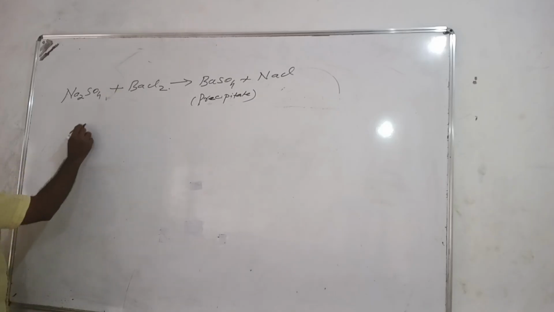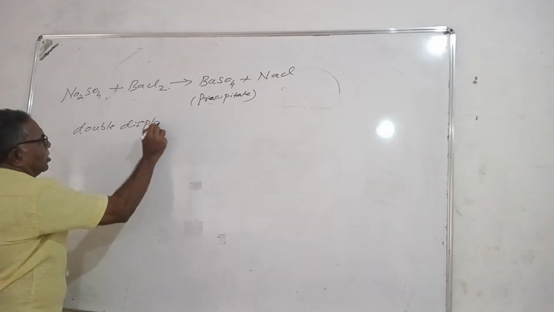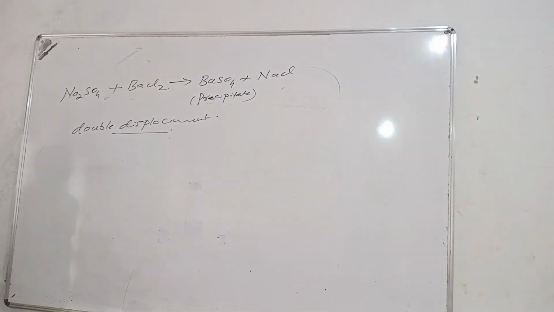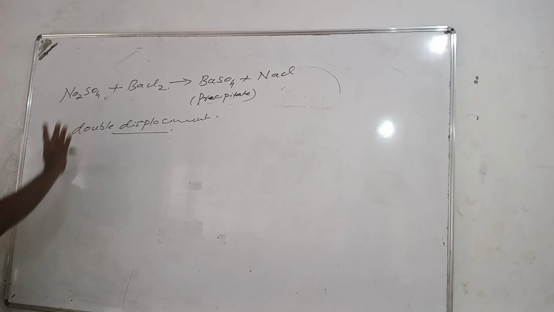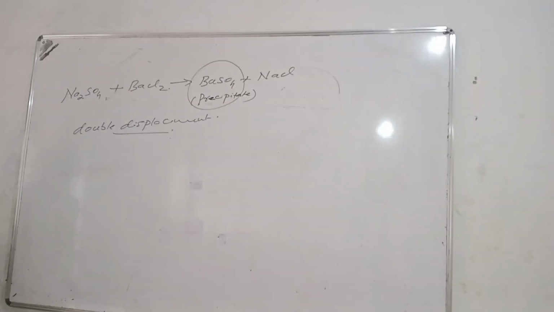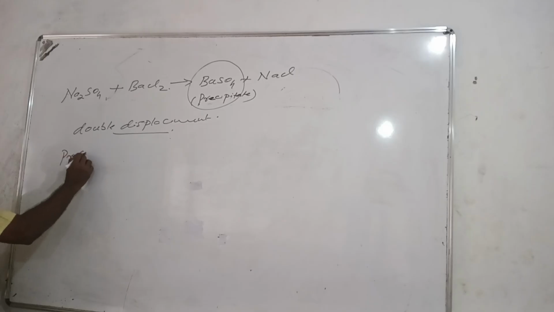This type of reaction we call a double displacement reaction. So what is a double displacement reaction? A reaction in which there is an exchange of ions is called a double displacement reaction. For example, you can write: sodium sulfate plus barium chloride gives barium sulfate plus sodium chloride. Here a barium sulfate precipitate is formed. So this type of reaction we also call a precipitation reaction.